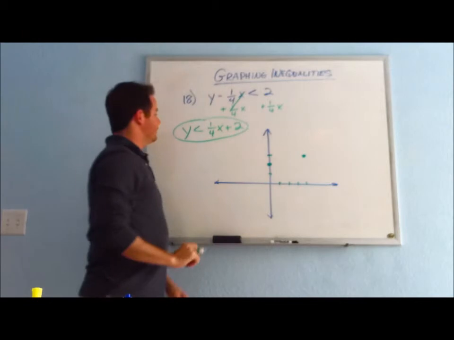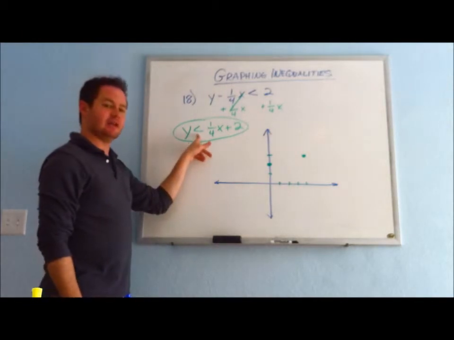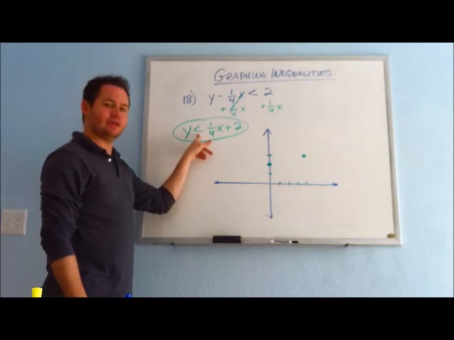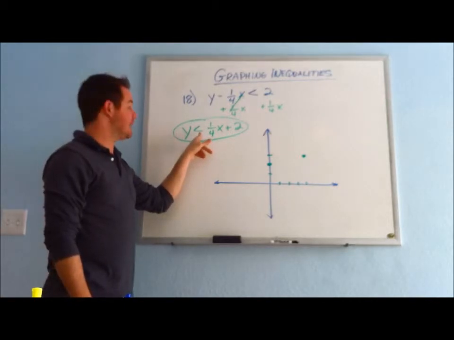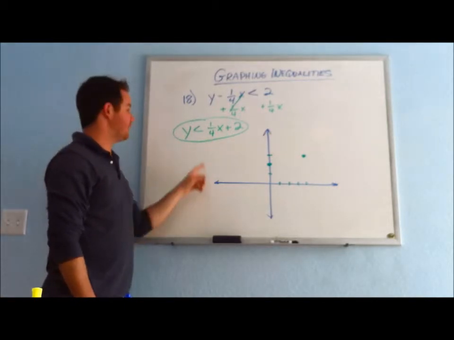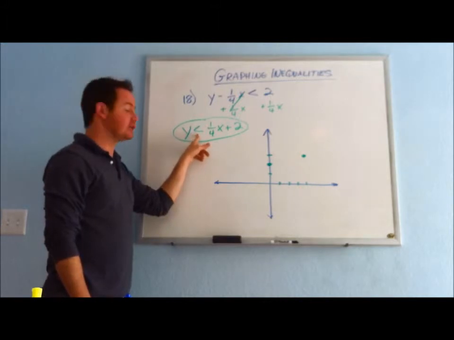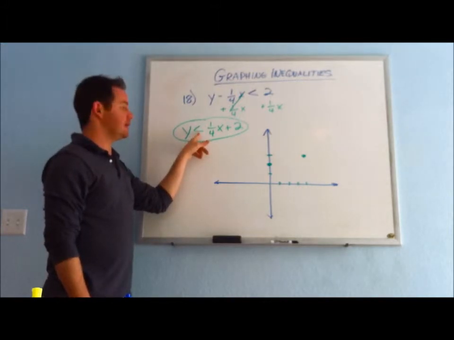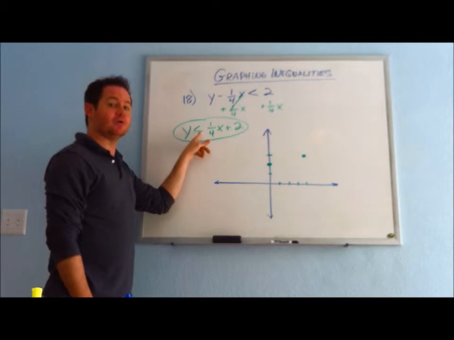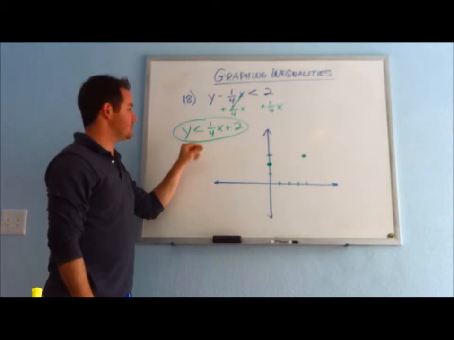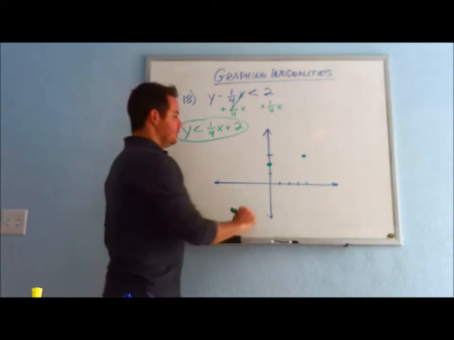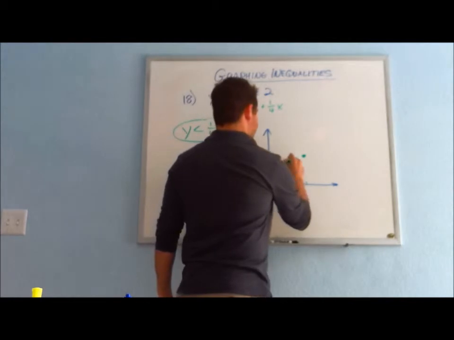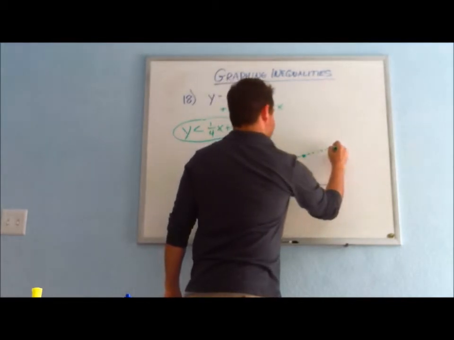And this line, because we have less than value, rather than less than or equal to, is going to be dashed. And that's a key point there, is that your line is only solid if it's less than or equal to, greater than or equal to. But if it's just less than or if it's just greater than, we need to represent that with a dashed line.